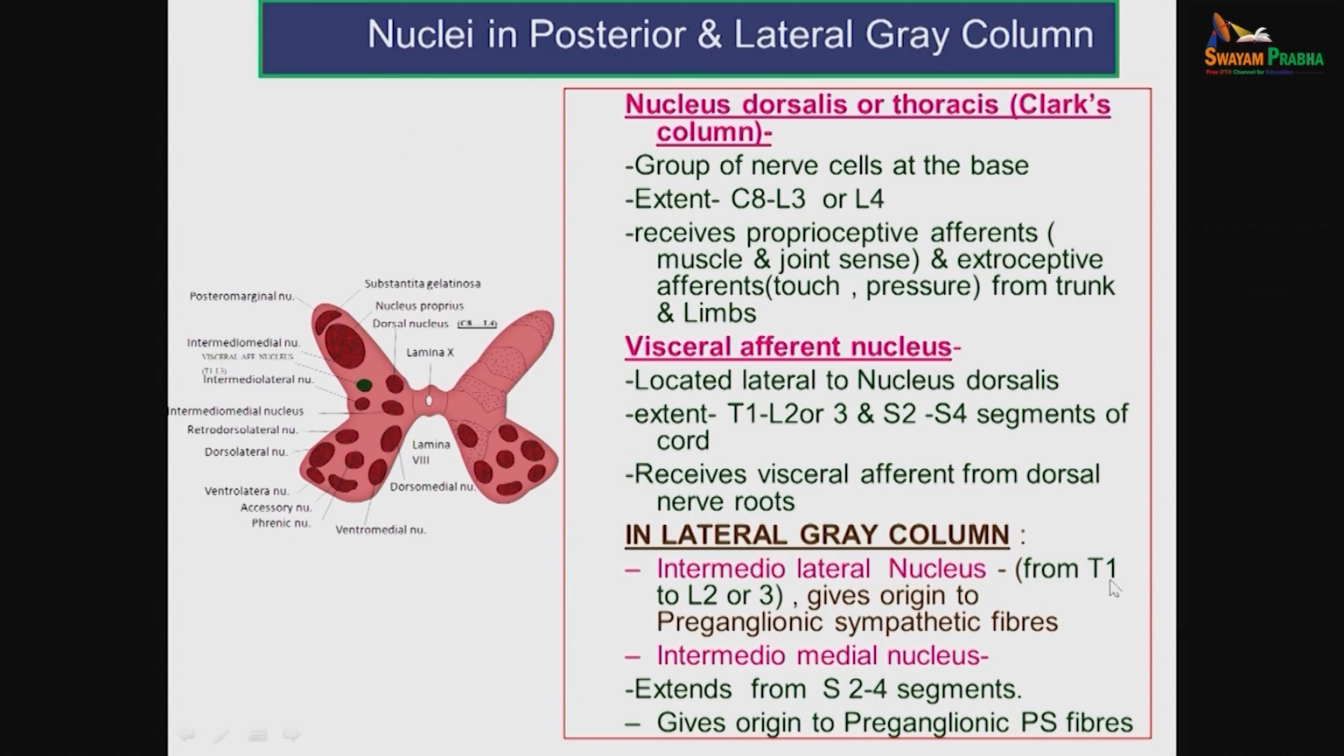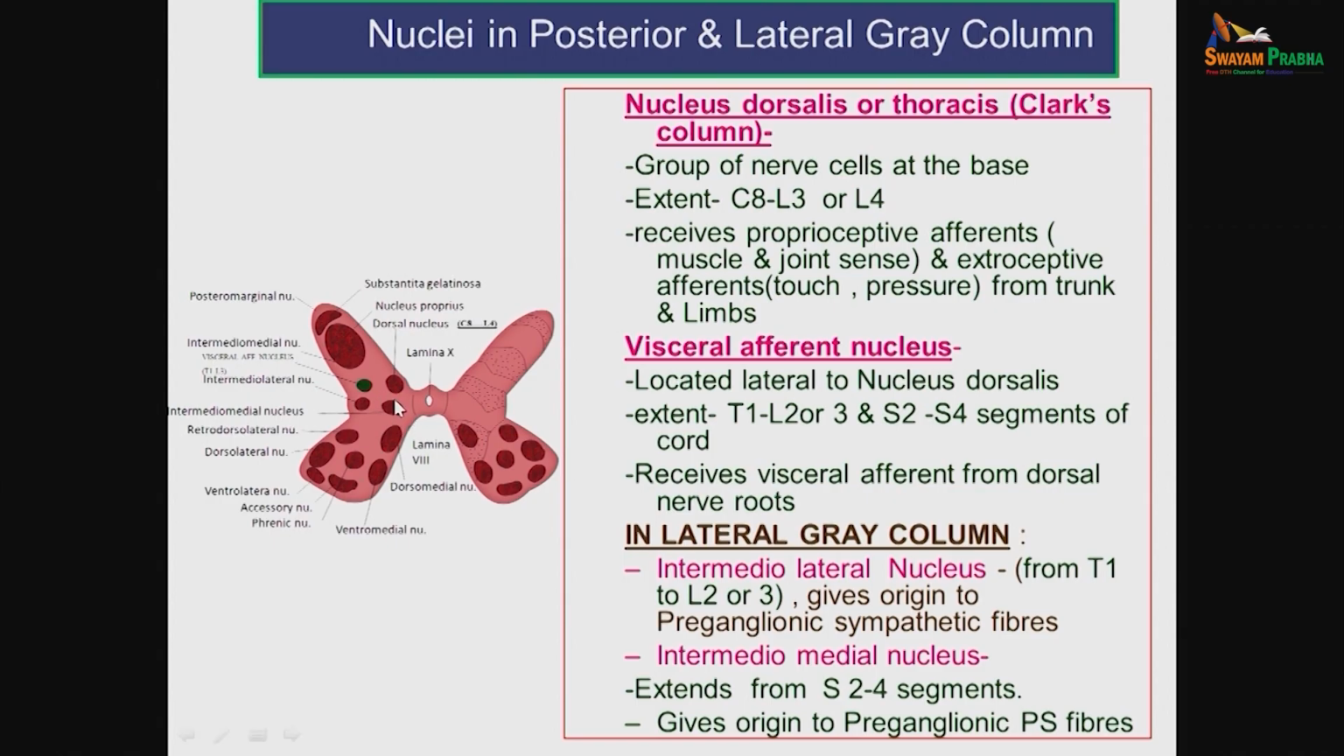Throughout the entire thoracic segment of the cord, starting from T1, you have a lateral grey horn, and also till L2 or L3 segments you have a lateral grey horn. That corresponds to the intermediolateral nucleus. The axons arising from this are going to form the preganglionic sympathetic fibers. So, that is intermediolateral. The intermedio-medial nucleus is present in S2 to S4 segments of the cord.